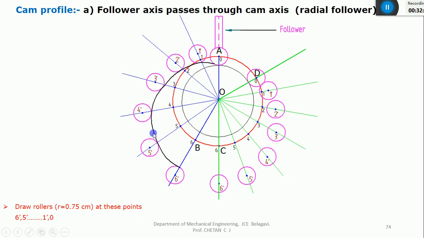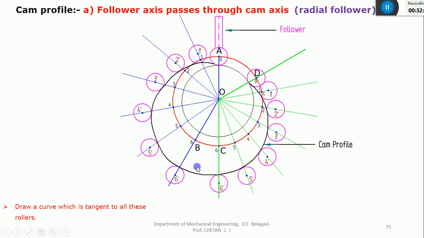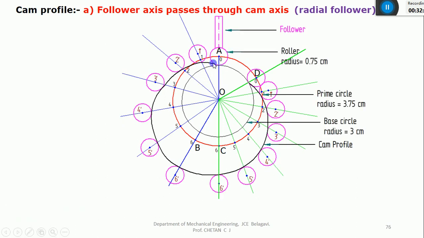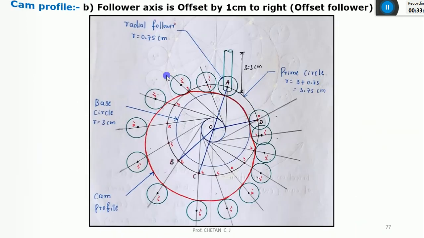Again, I'll continue this cam profile in such a way that it will be tangent to all these circles like this. And this is the final cam profile, the black color one. Again, just continue this curve and end at this point. Okay. And if it is clear, I'll go to the next one.